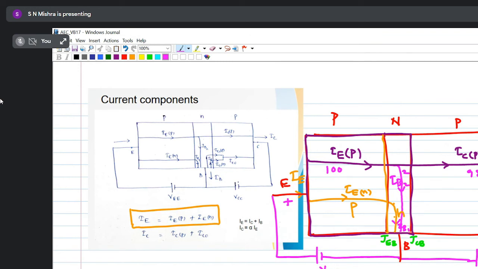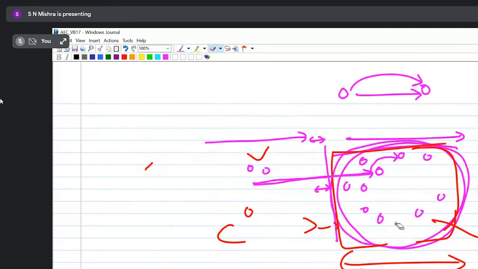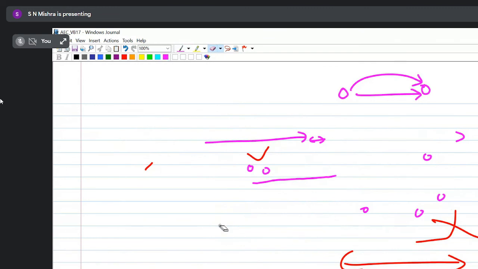Now, emitter base junction is over. Now we'll focus on collector base junction. Collector base junction is forward bias or reverse bias? Reverse bias. So let us see only reverse bias condition. Then I'll club it here, like I have given you forward bias condition.